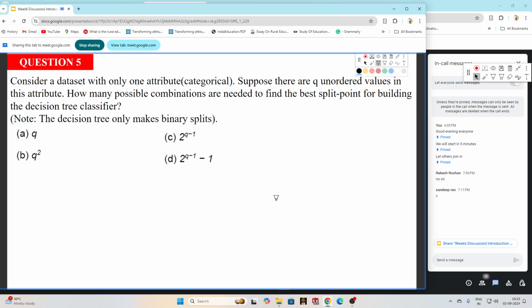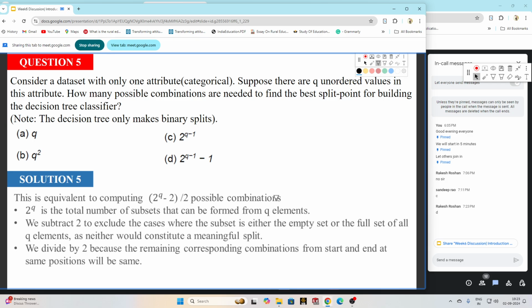Consider a dataset with only one attribute, categorical, meaning we have only one input. Suppose there are q unordered values in this attribute. How many possible combinations are needed to find the best split point for building the decision tree classifier? The decision tree only makes binary splits. Option A: q. Option B: q square. Option C: 2 to the power q minus 1. Option D: 2 to the power q minus 1 minus 1.